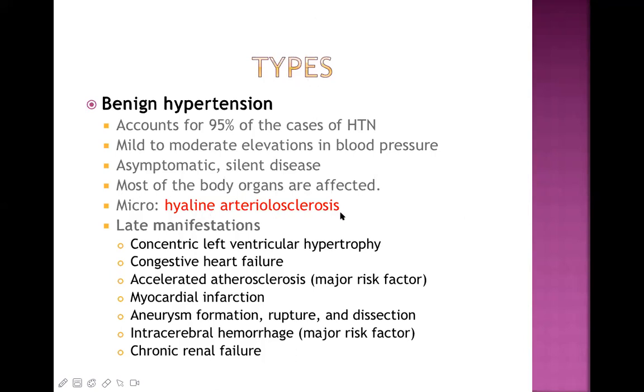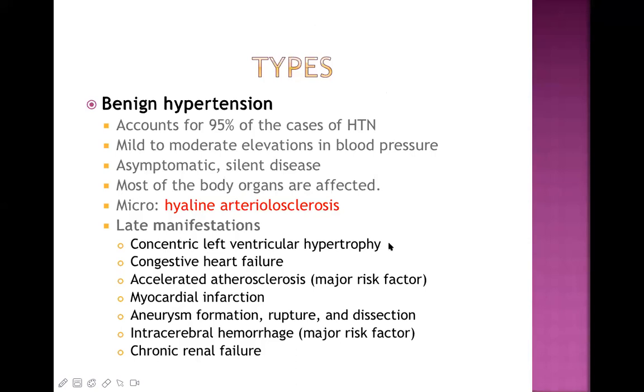Regarding the microscopic appearance, if we take a biopsy from the blood vessels, they have developed hyaline arteriolosclerosis, especially in the arterioles of the blood vessel. Okay? They get sclerosed or they get thickened, and there is a deposition of pink substance that is known as hyaline appearance in case of histopathology. When we stain by hematoxylin and eosin, it looks pink. Now, the last part is very important. This benign hypertension can cause a lot of damage.